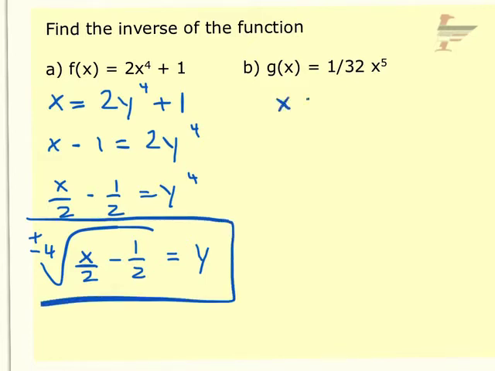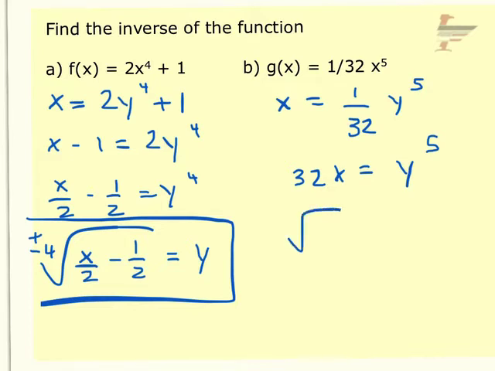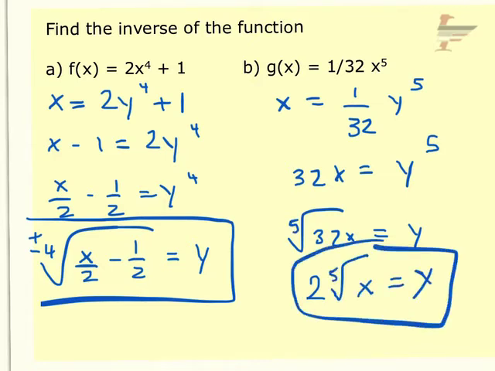Part B, you switch x and y. I'm going to multiply both sides by 32 to get rid of the 1/32. And then I'm going to fifth root both sides. And I don't need plus or minus because it's an odd root. But the fifth root of 32, oops, I forgot fifth root there, sorry. The fifth root of 32 is 2. And that's the inverse.